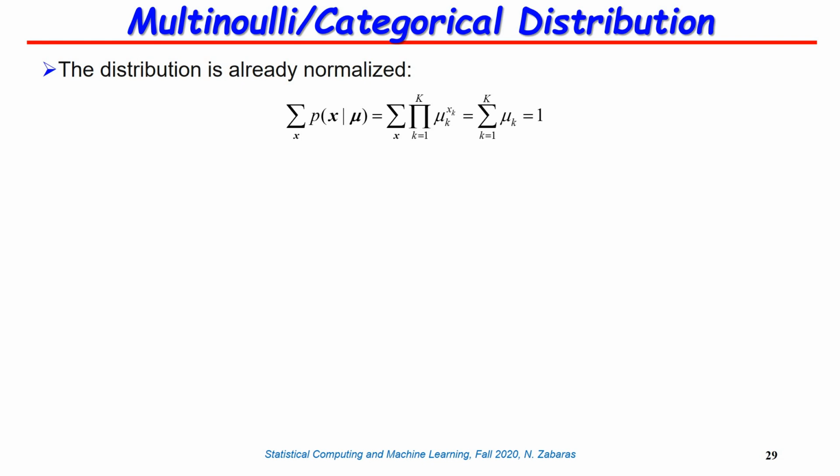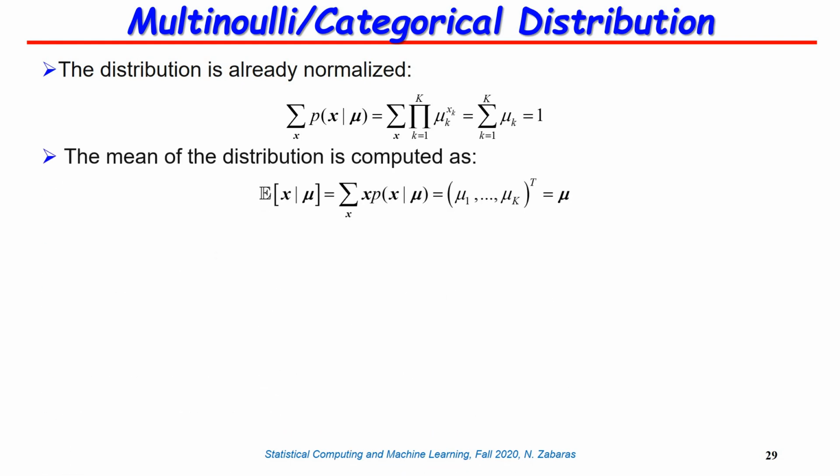I don't really have to tell you, but if you sum over all possible values of x, this distribution comes out already normalized. Again, I recommend taking capital K equal to 3, for example, where the possible values of x are 1, 0, 0; 0, 1, 0; and 0, 0, 1. When you compute this product for each case, you get mu1 plus mu2 plus mu3, which is equal to 1 by the constraint I mentioned on the previous slide.